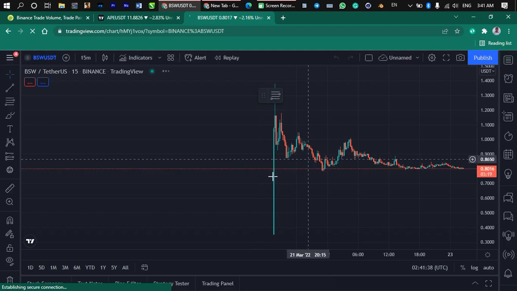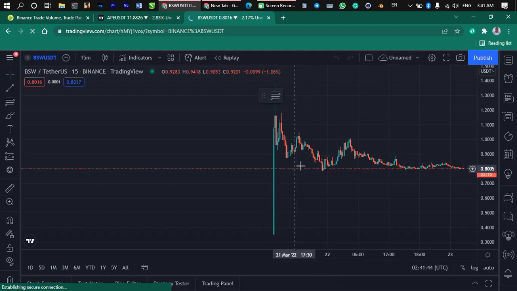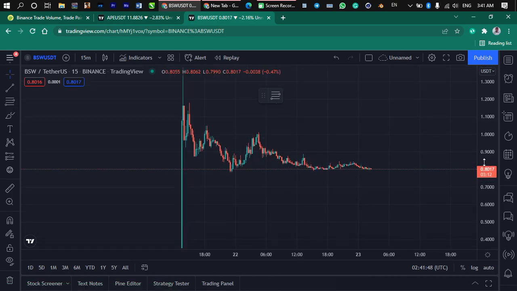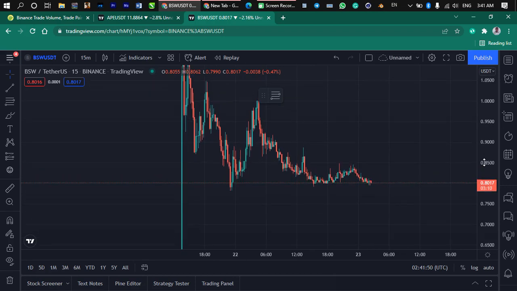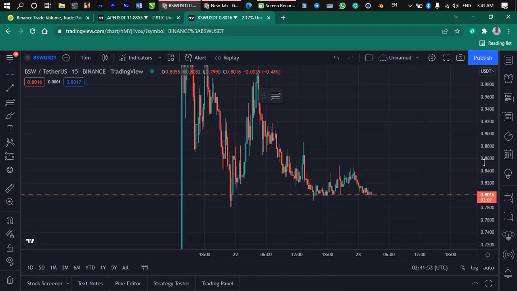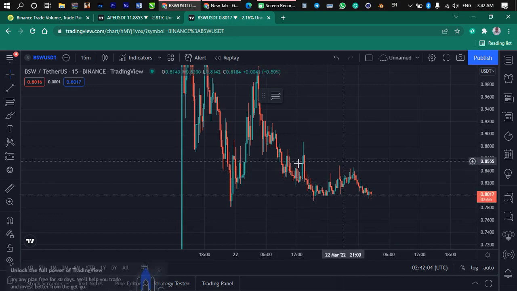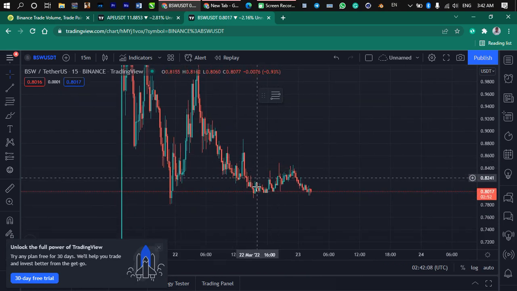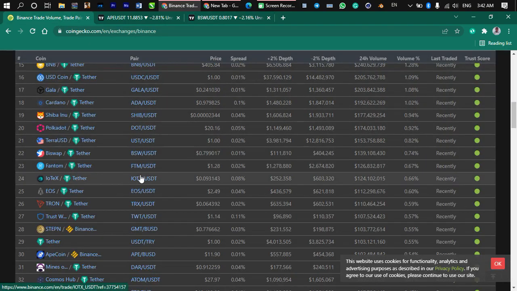If you look at this coin, it is currently listed on Binance. Basically, we don't have enough chart to trade this coin, and I don't want to trade it currently. So let's choose another coin, not a newly listed coin.